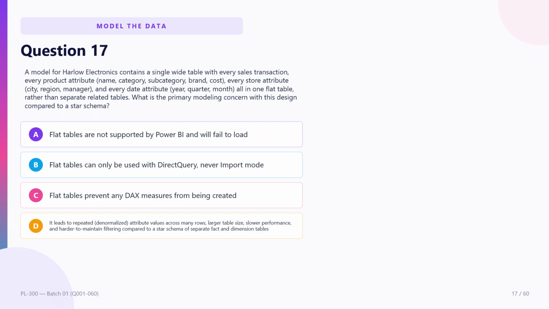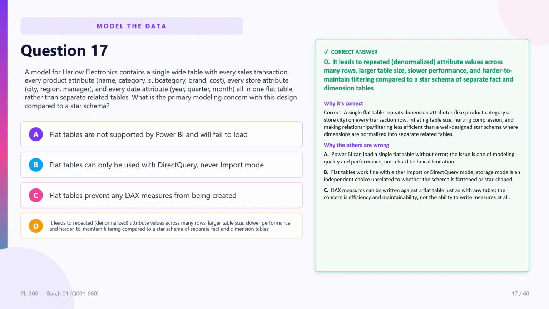Option A. Flat tables are not supported by Power BI and will fail to load. Option B. Flat tables can only be used with DirectQuery, never import mode. Option C. Flat tables prevent any DAX measures from being created. Option D. It leads to repeated, denormalized attribute values across many rows, larger table size, slower performance, and harder to maintain filtering compared to a star schema of separate fact and dimension tables. Take a moment and make your choice.